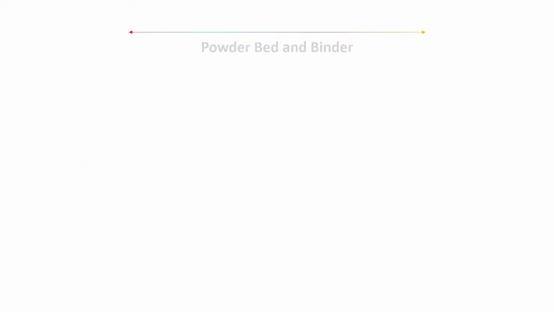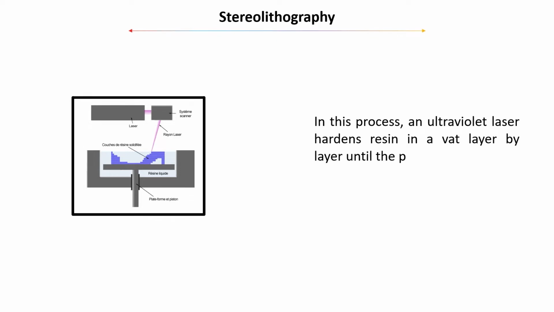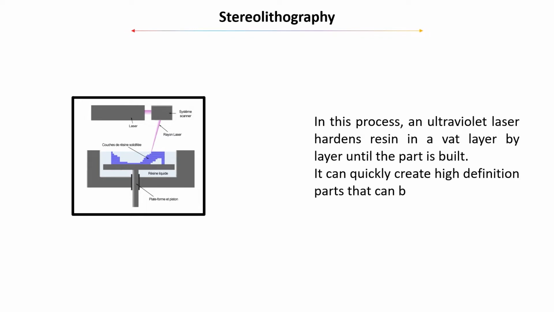The fourth method is stereolithography. In this process, an ultraviolet laser hardens resin in a vat layer by layer until the part is built. It can quickly create high-definition parts that can be machined.